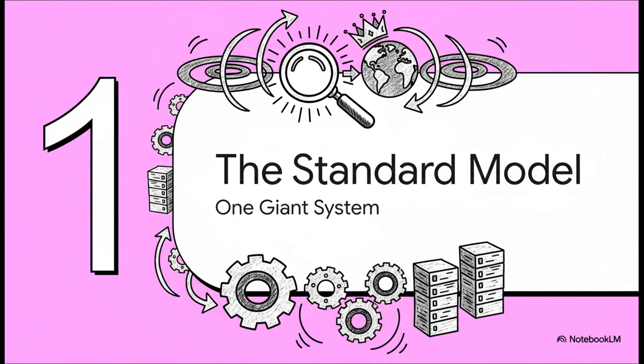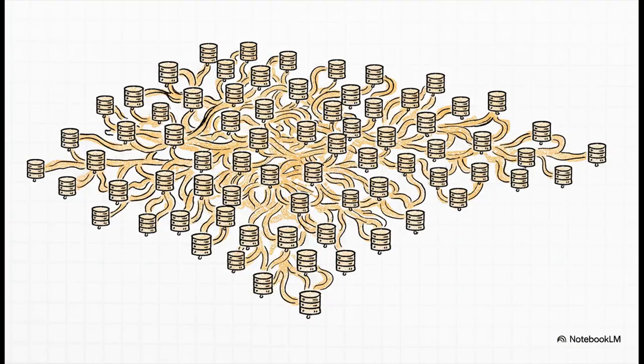Okay, so first up, let's talk about the reigning champion. This is the model that powers the massive search engines that we basically live on. It's the centralized approach, and really, it's all about one thing: building one giant system with massive scale and total control.